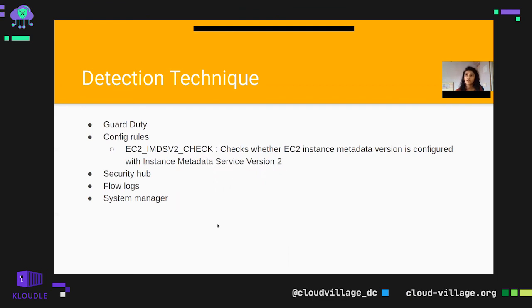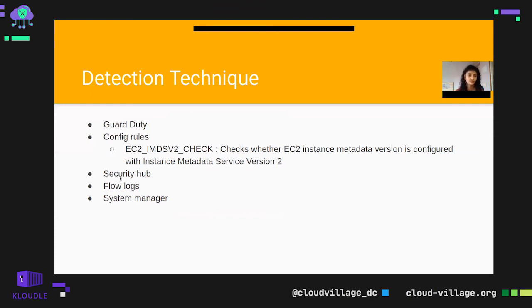Like in future, how can you detect, right? So you can use GuardDuty. If there is any EC2 misconfiguration or compromise, GuardDuty will alert you, and help you to identify config rules specific for the EC2 IMDS version 2 check. It basically checks whether the EC2 instance metadata is configured with the instance metadata service version 2, right? So that is the most important thing to prevent getting the IAM role credential.